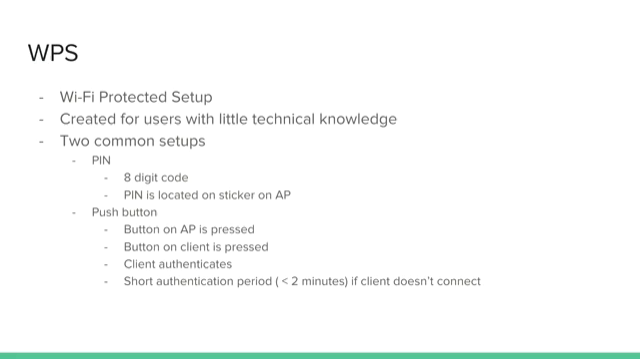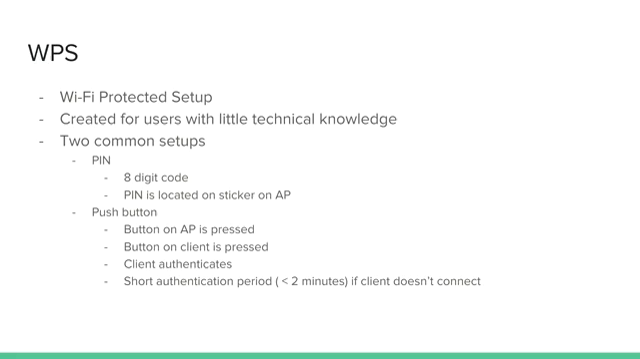The first is a pin setup, which often the pin is physically located on the AP. It's written on a sticker attached to it. It's an 8-digit code, and you have to input that code on your client device.